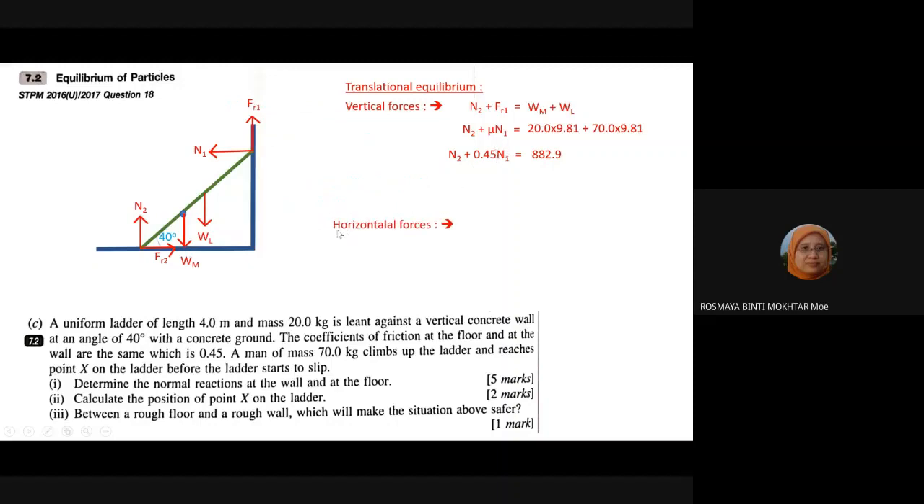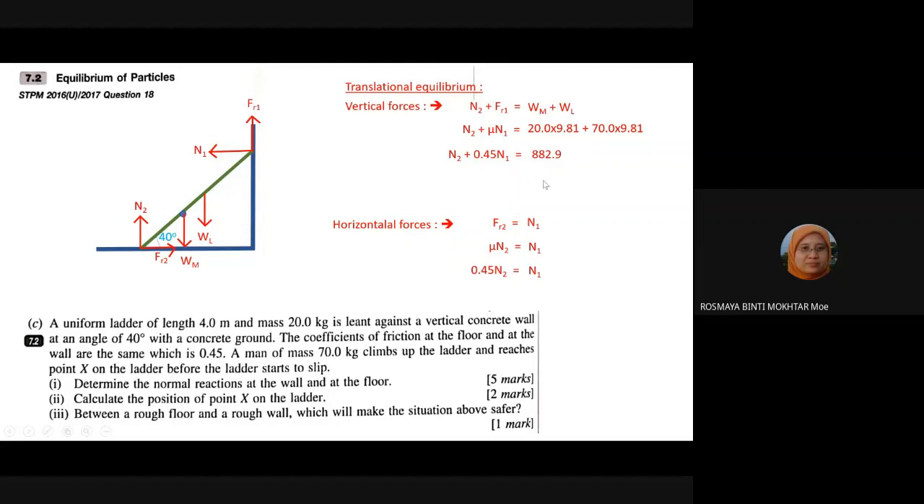Okay, second equation from horizontal force. Horizontal forces, we have FR2 to the right, and to the left we have N1. So FR2 equals to N1. So this is horizontal forces. Then we substitute mu N2 into the friction 2 here, equals to N1, and mu is 0.45, so 0.45 N2 equals to N1. Okay? So we are going to determine N1 and N2.